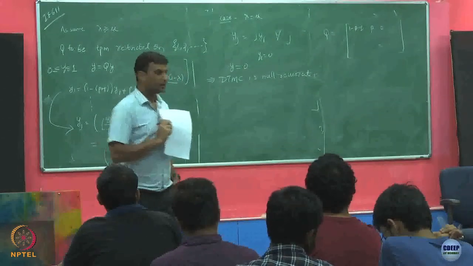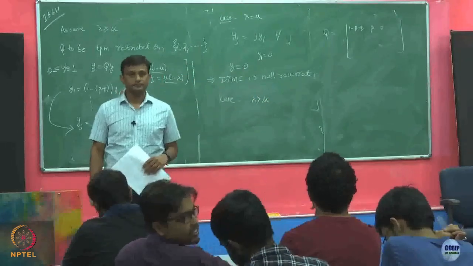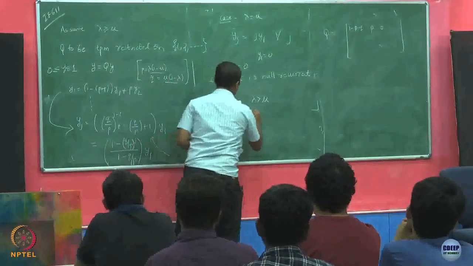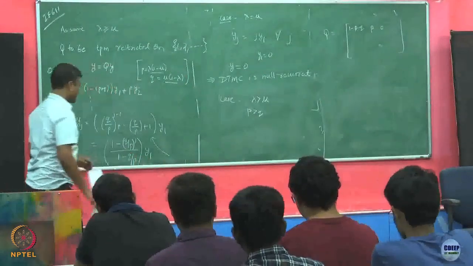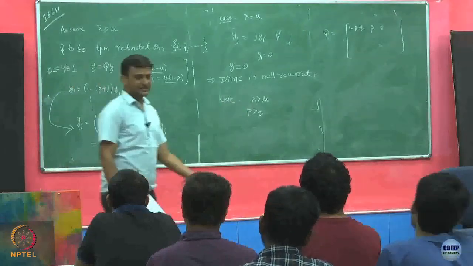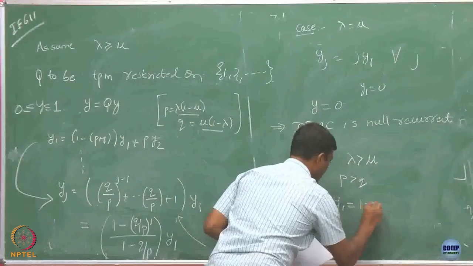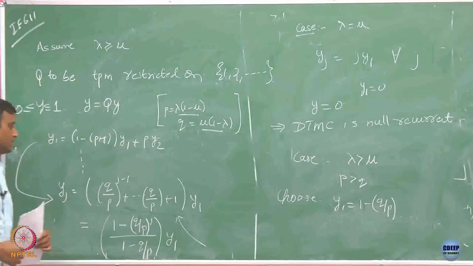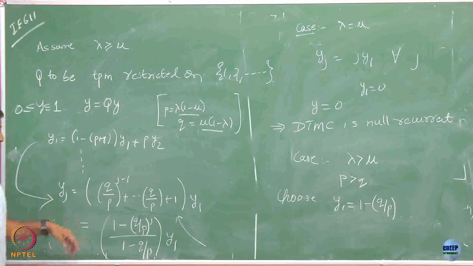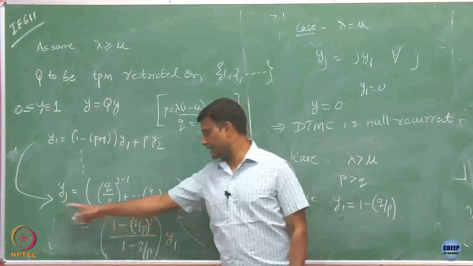Now, what happens for the case where lambda is strictly greater than mu? So when lambda is strictly greater than mu, p is going to be greater than q, right? If p is greater than q, this ratio here is going to be less than 1, and you will see that if you choose your y1 to be simply 1 minus q by p, all these yj's, the solution of this, are going to be less than 1. So if you just start with y1 equals 1 minus q by p and plug back here, you get the yj's.